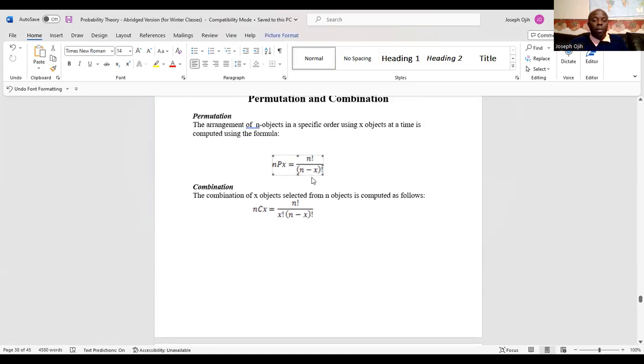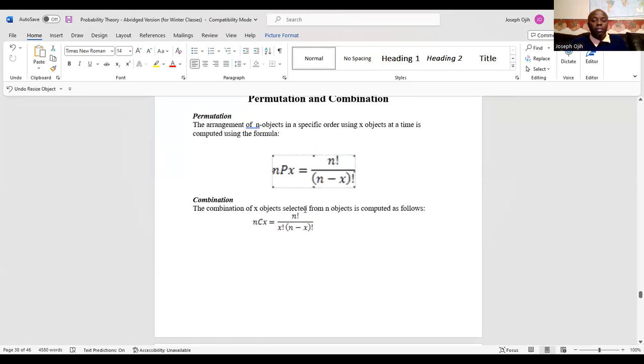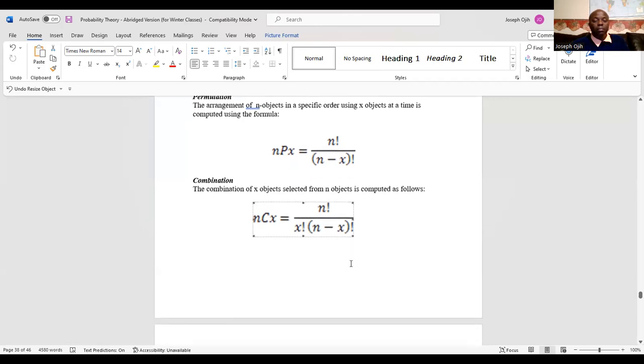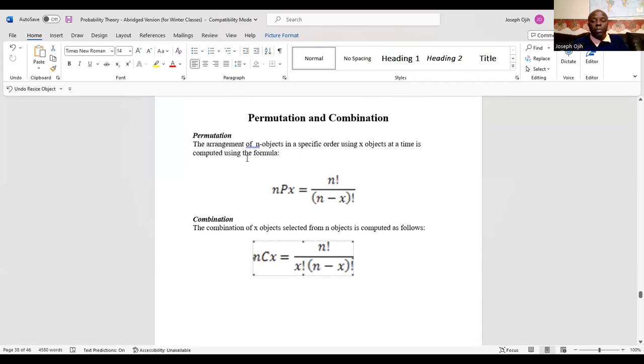So, this is the formula for finding the permutation of n objects, taking x at a time. And this one here is the formula for combination of n objects taking x at a time. So let us start with permutation.